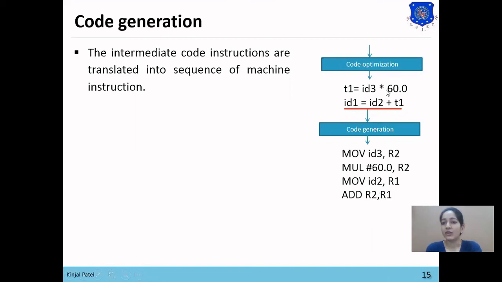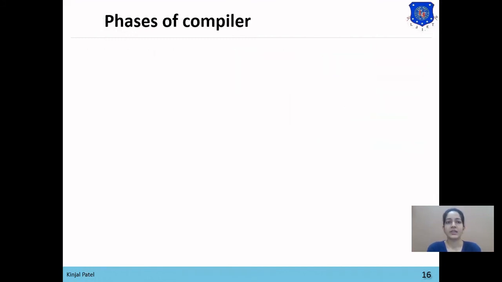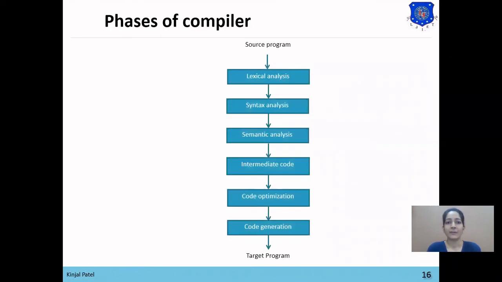Now we want to move this result to ID1. So the result of R1 will be moved to ID1 by the instruction move, that is, move R1 comma ID1. So these are the 6 phases of the compiler. Next, we'll summarize the phases of the compiler in one figure, which you need to draw in the exam. So here are the 6 phases of the compiler.